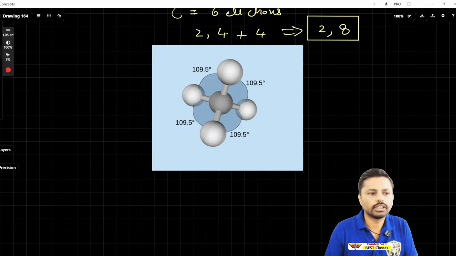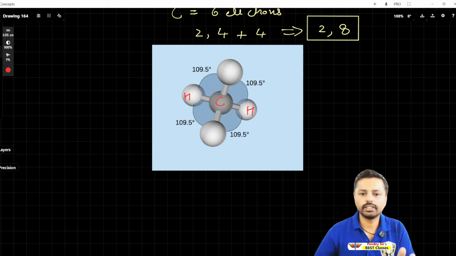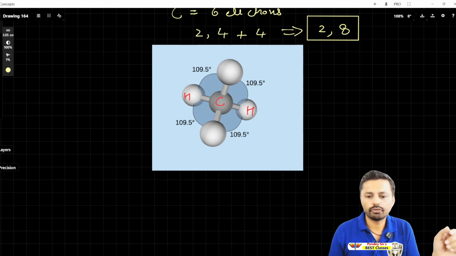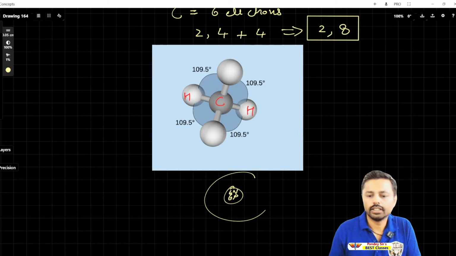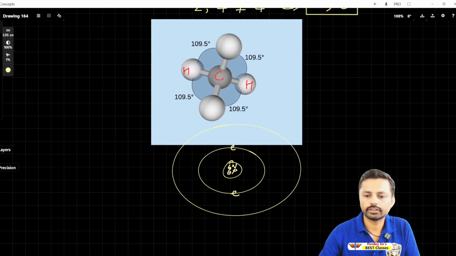Okay, so this center one is carbon, and this is hydrogen. As I said earlier, carbon's electronic configuration is 2, 4. So if this is carbon and let's say it has 6 protons, obviously 6 neutrons also, then on the inner side it will have 2 electrons, and on the outer side it will have 4 electrons.